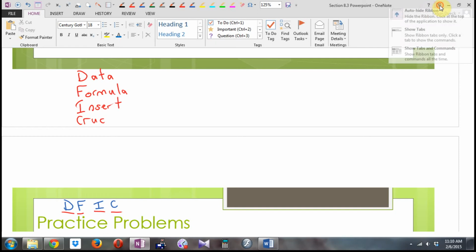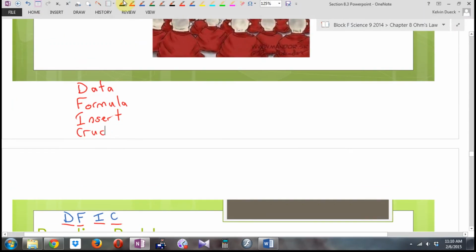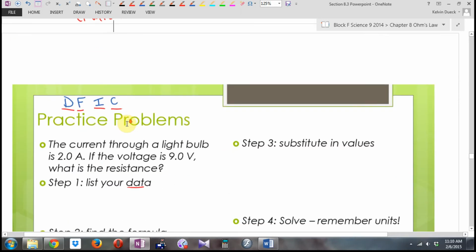Data, formula, insert, and then calculate, or I usually just call it crunch the numbers because that's less work. DFIC. It's a good approach because it's nice and systematic. Also, it gets you in the habit of writing stuff down. Mitra, I've learned if kids write stuff down, they're no longer nervous, they do better. Go figure. Here's what I mean.